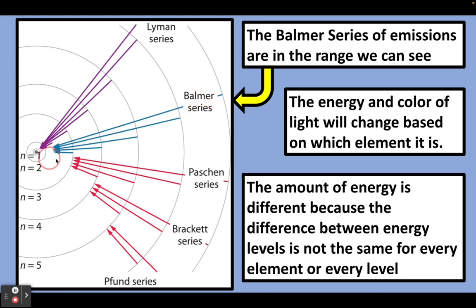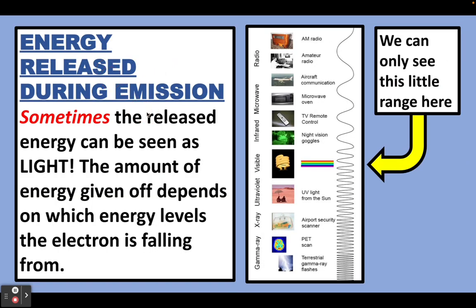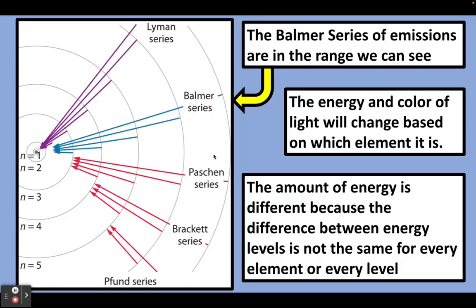So here in this series called the Balmer series, this is where we can see visible light. Now, these other series, the Lyman series, the Paschen series, the Brackett series, and so on, also produce light, but a lot of the light is not visible to us. So much of the light that's being released by these transitions is not visible to us, but this series is visible to us.